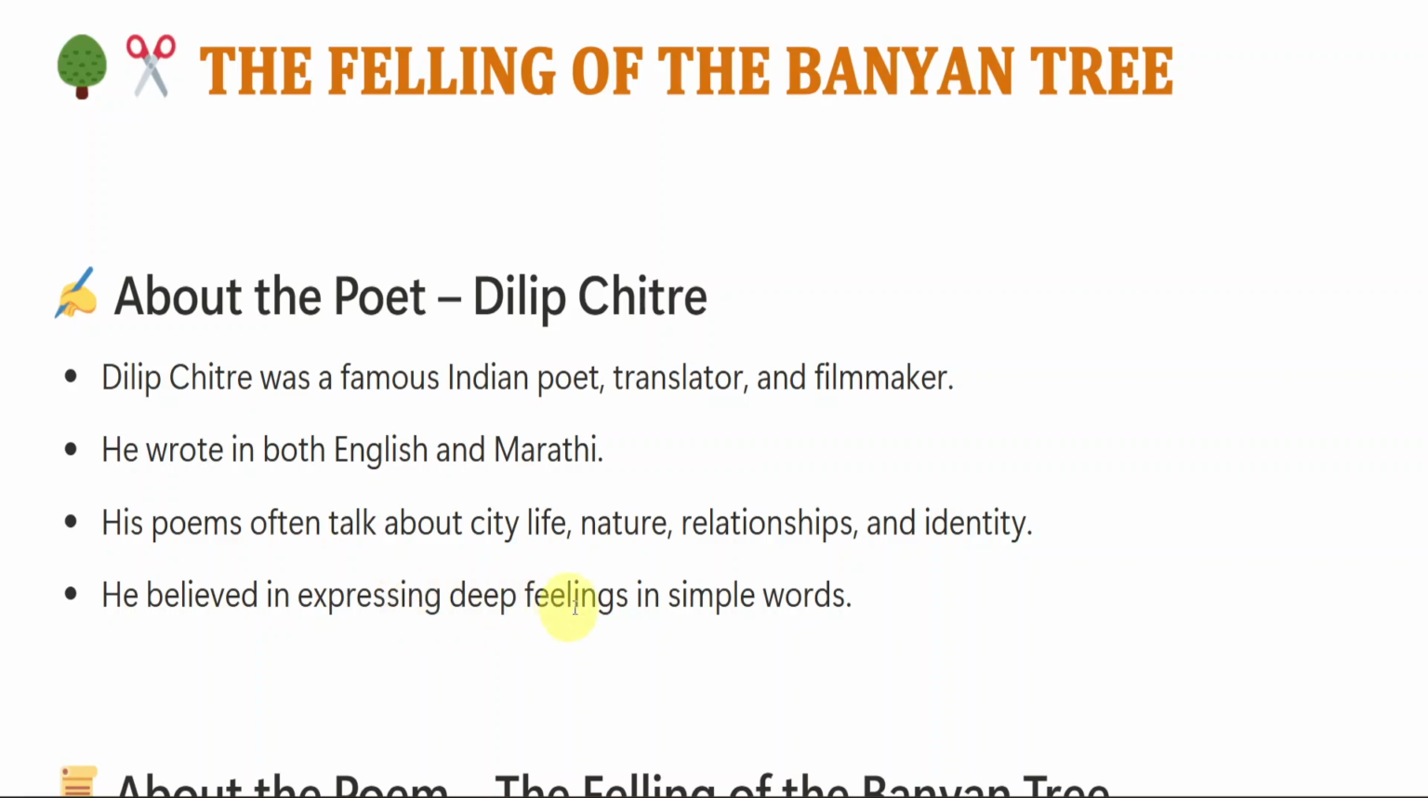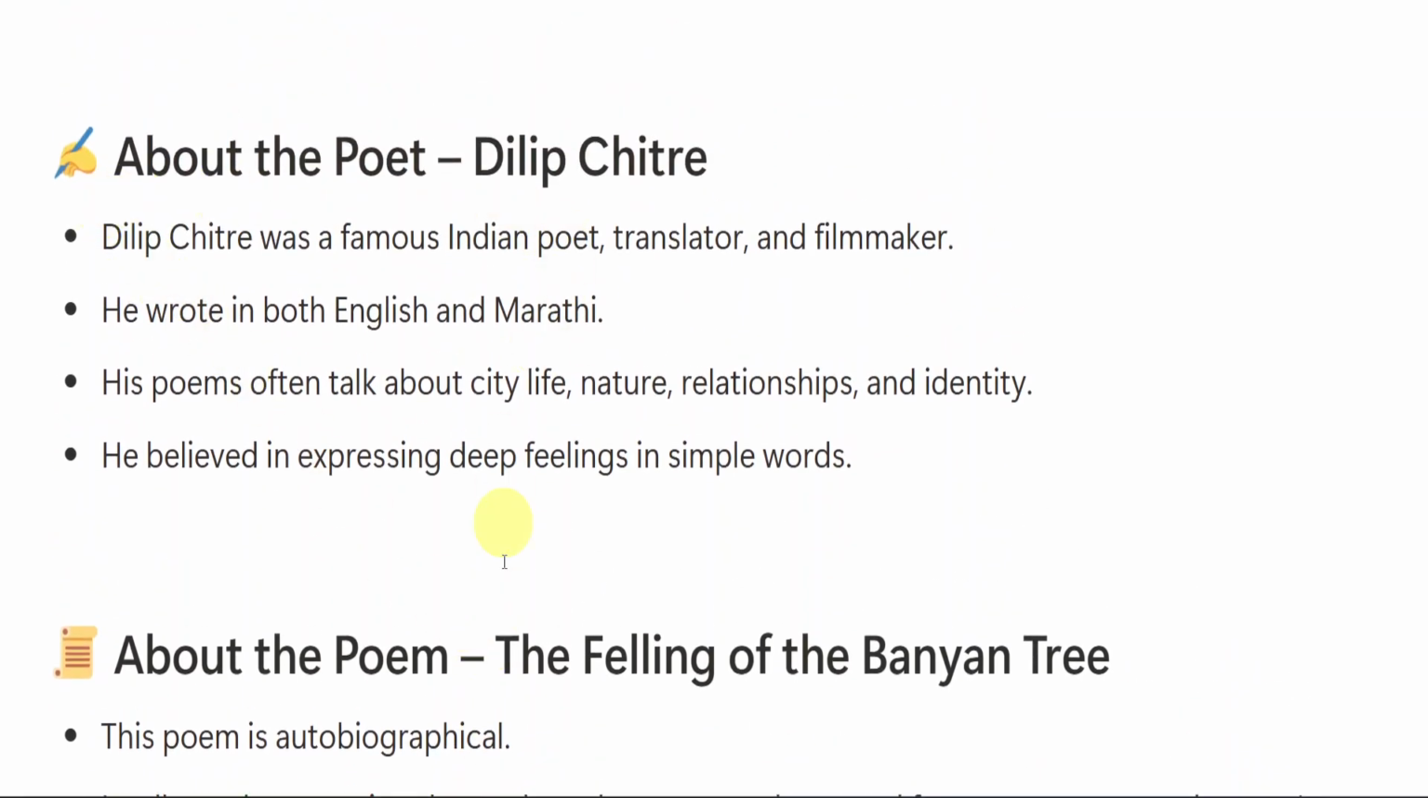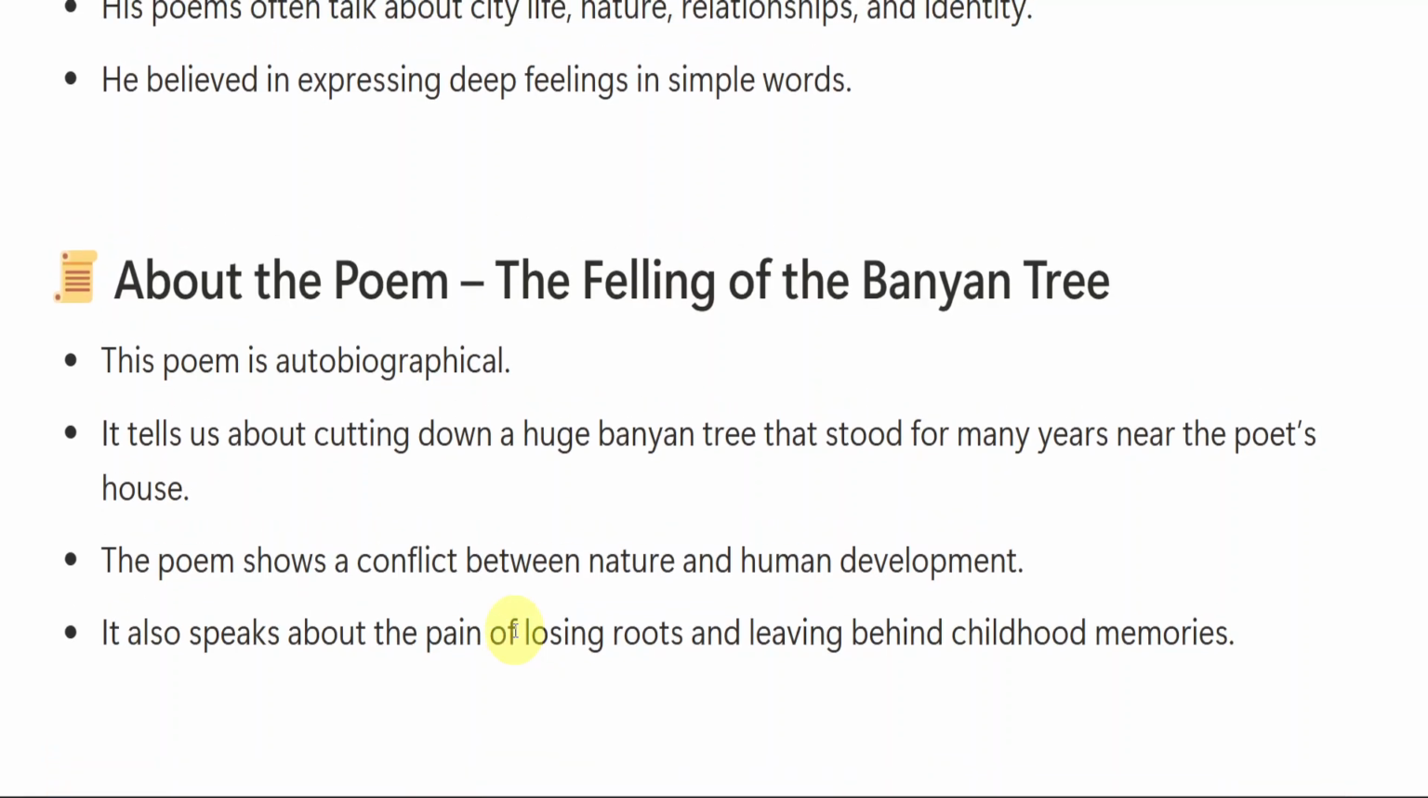He believed in expressing deep feelings in simple words. Only simple words will be there, the way we use simple words in daily language. In those simple words only he writes the complete poem, but they have deep meanings. Symbolic and figurative poems will be there in Dilip Chitre's work. Now, after completing the poet, we will go on to the poem.